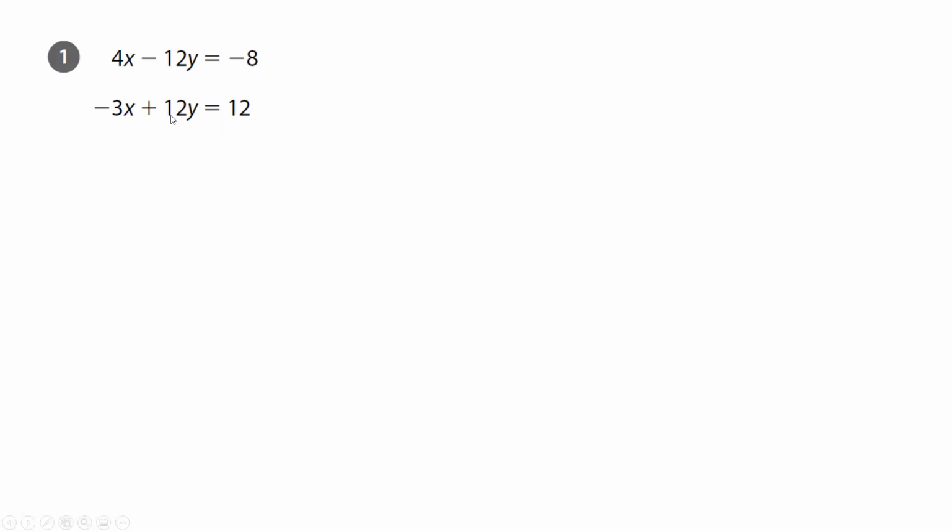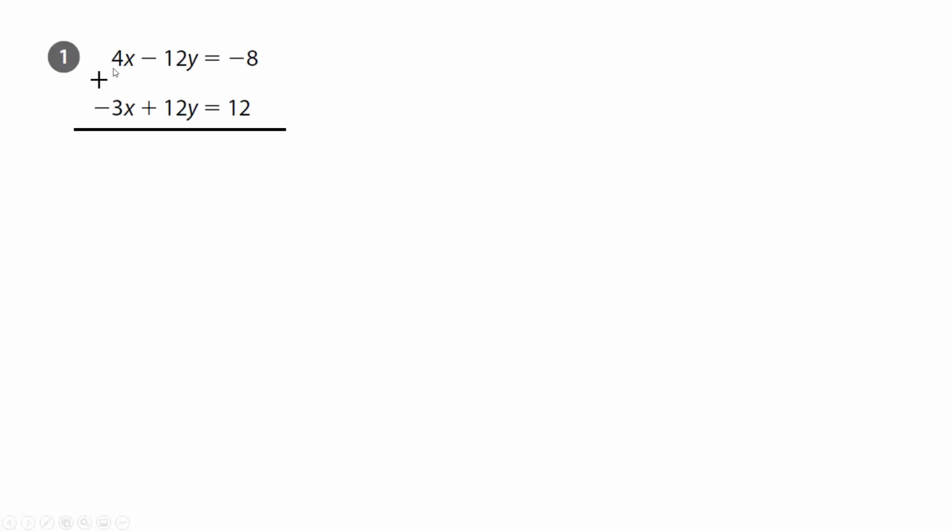What you need for them to eliminate is for the coefficients to be opposites. If one of them is positive, you better have the same number, but it needs to be negative. So the first problem is a great example of this. If I add these equations together, you're going to notice right away that the y's will cancel. This is negative 12y and this is positive 12y. Well, when you add opposites, you always get 0, which is what we want.